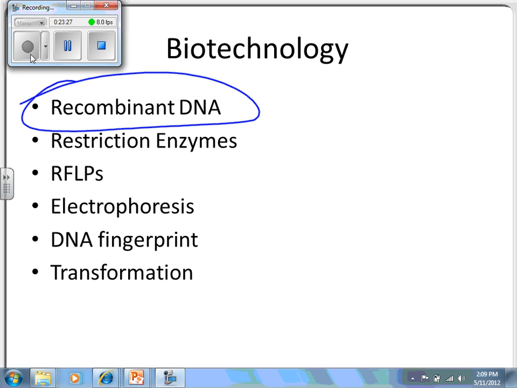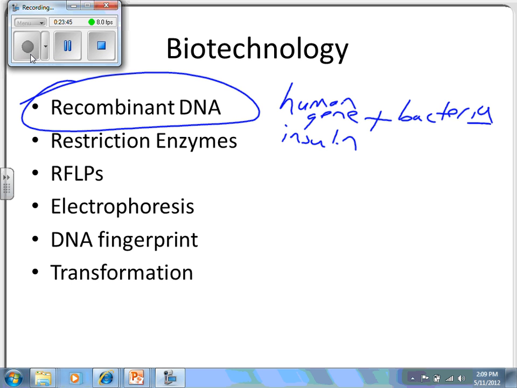There's all kinds of examples of this, but maybe the most famous one is the human gene for insulin has been inserted into bacteria. And you get a piece of DNA that's part bacterial, part human. That's recombinant DNA. It's a combination of DNA from two or more different things.